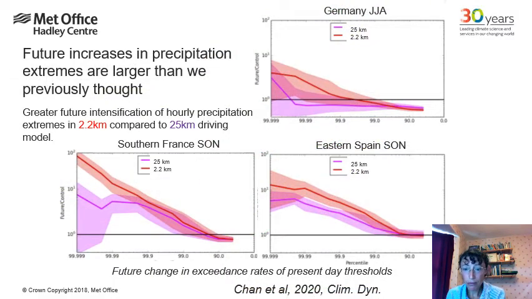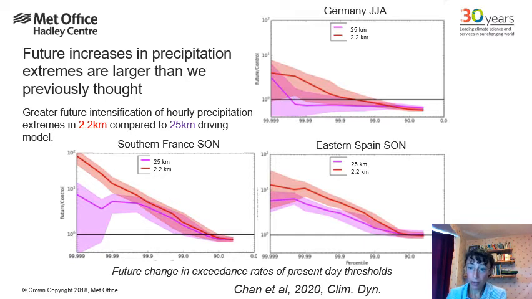And what we find when we start to look at future changes across Europe now, we see again that increases in precipitation extremes are larger than we previously thought. So here we're looking at different percentiles of the distribution, so more extreme rainfall on the left-hand side, and you can see that in red the future changes are consistently larger for all these different regions of Europe in the high-resolution model, 2.2 in red, compared to the global model, 25-kilometre resolution in purple.